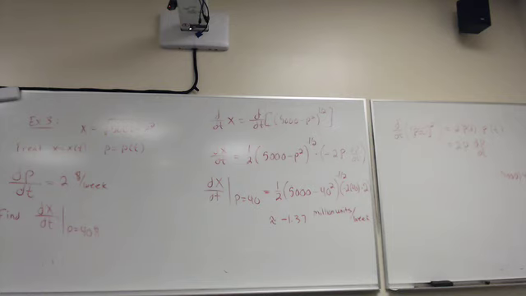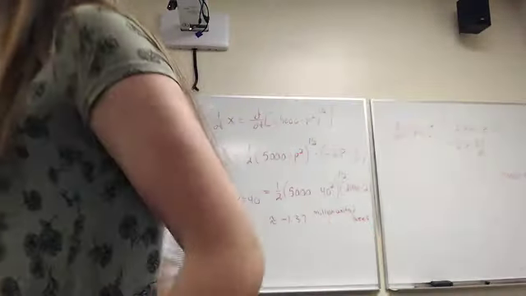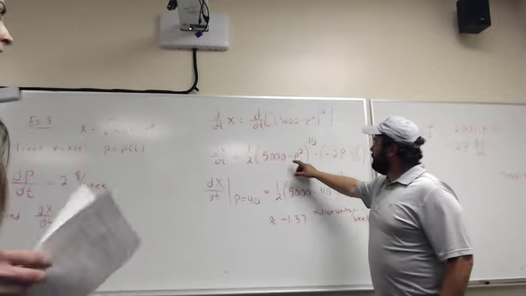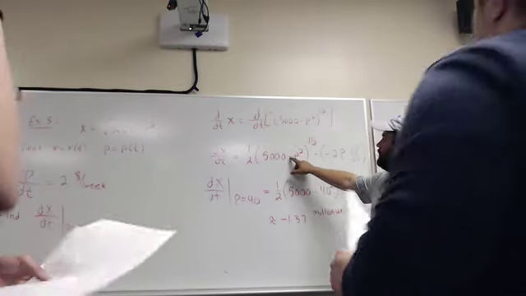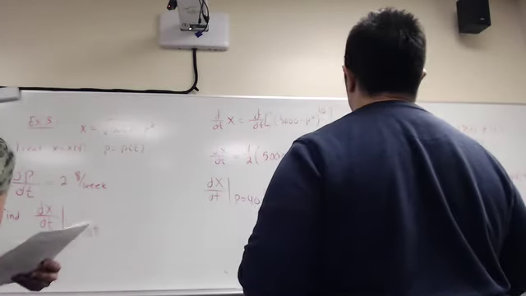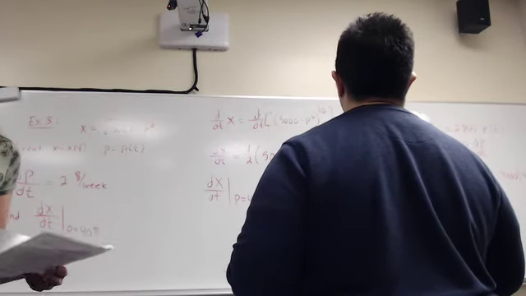I understand how you substituted dp dt, but how do you get the negative 2? So, if I'm taking the derivative of 5,000, that's 0. But if I want to do the derivative of minus p squared, it's minus 2 times the inside times the derivative.